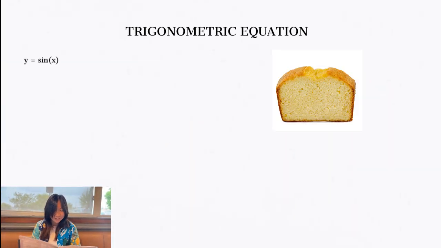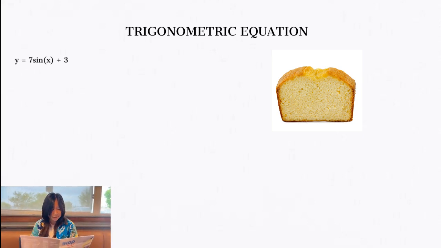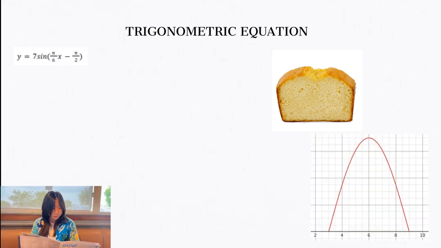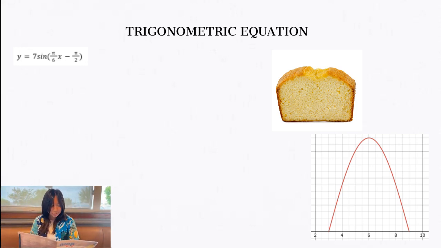I love the sound of the trigonometric cake because if we look at the cross section of the cake, the height is around 7 centimeters, so the amplitude should be around 7, and because of the hole in the middle, the equation should be shifted to the right by 3 units. And let's see, the cake has a width of 6 centimeters, so the period should be around 12. So the equation should be around y equals 7 sine of pi x over 6 minus pi over 2.